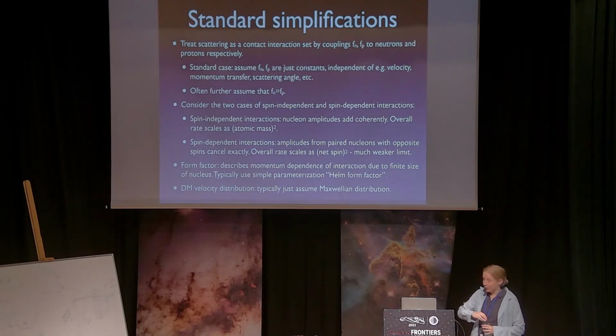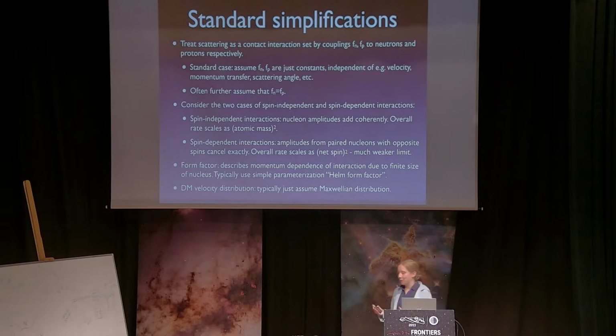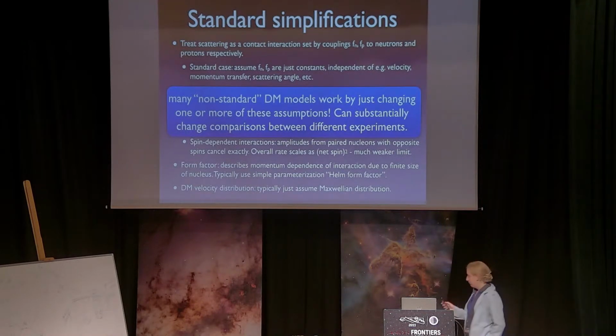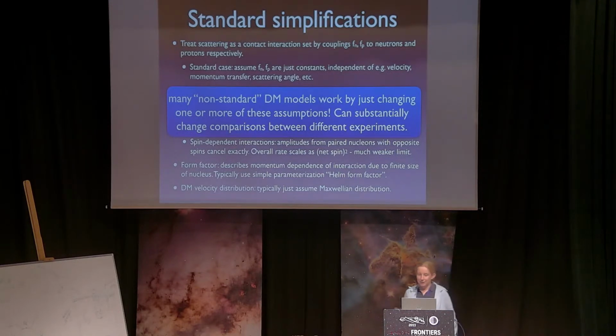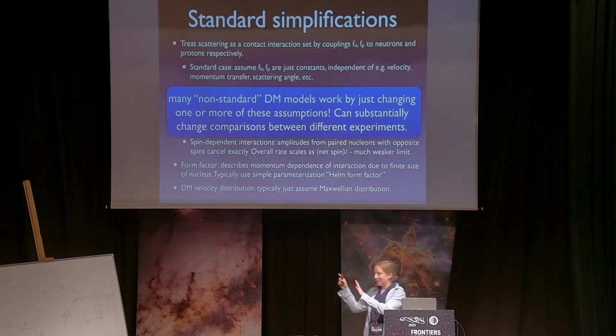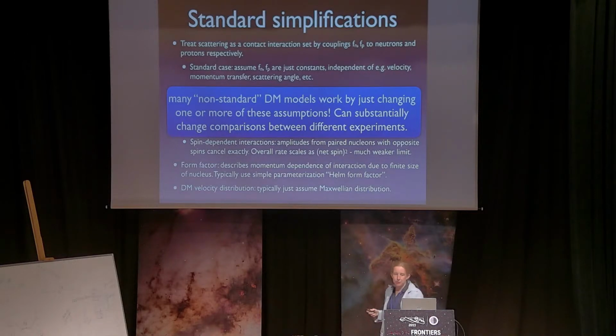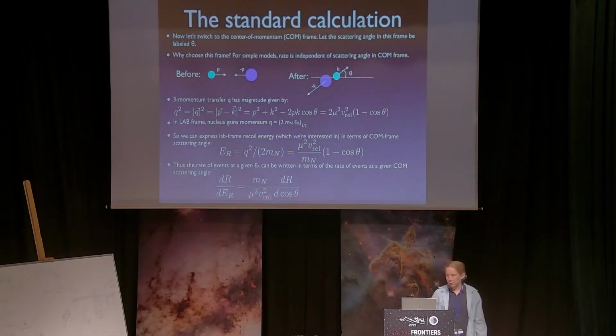Although there are some suggestions for using direct detection experiments with dark matter that has been accelerated in some way and thus doesn't need to be bound to our galaxy, in which case you could have sensitivity to light dark matter. So this is just the point from before: many non-standard dark matter models work by relaxing one or more of these assumptions, and that can substantially change how you compare sensitivity between different experiments. But whenever you see that standard plot of dark matter-nucleon scattering cross-section versus mass, and the constraints across different target materials, this is typically the set of assumptions going into it.